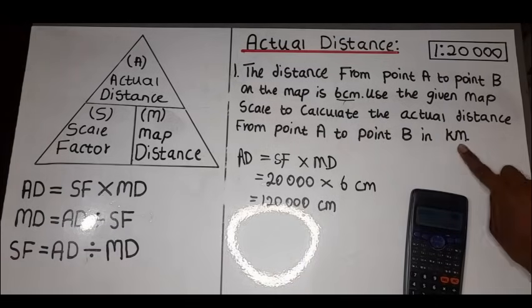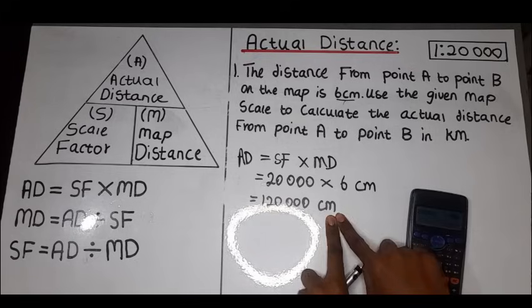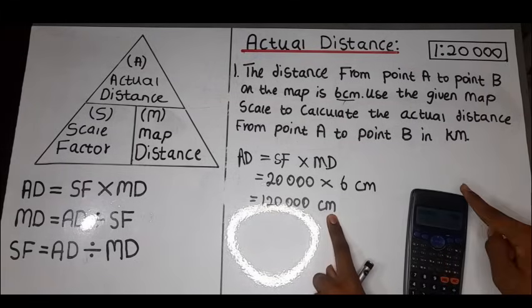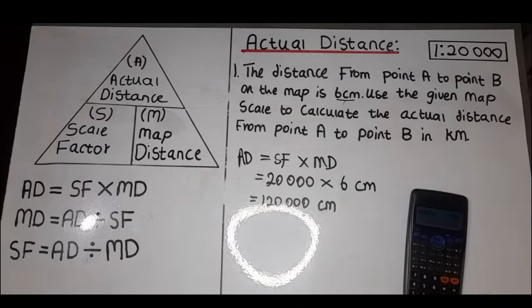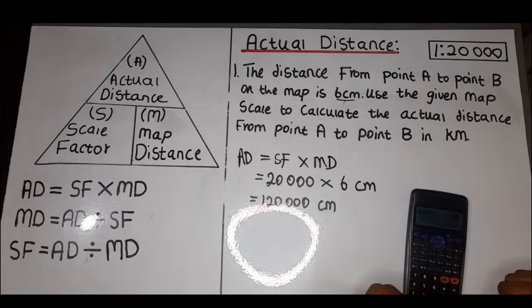But remember, we've been told that we should calculate it in what? In kilometers. So that means that we have to take these centimeters and convert them to kilometers, right? And remember, when we convert from centimeters to kilometers, we go backwards. So that means we divide by 1000.